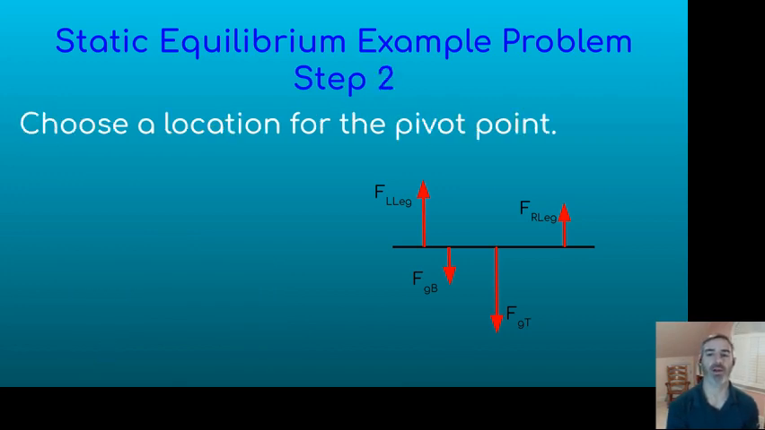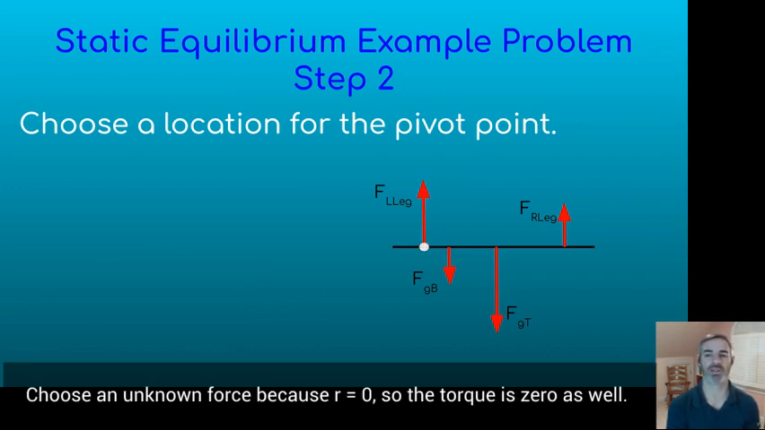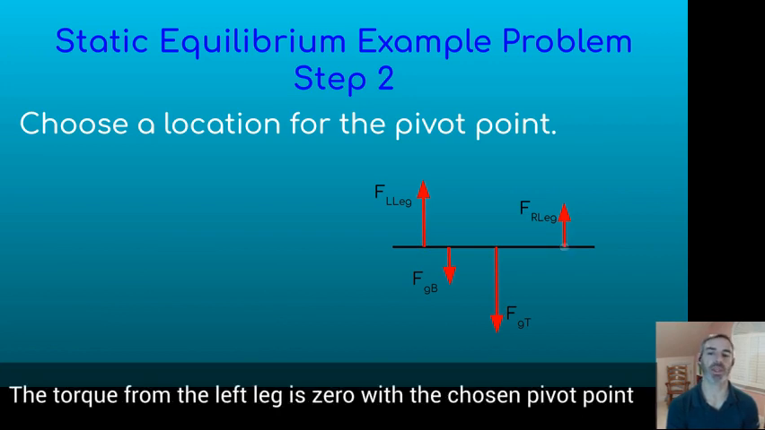So now that we have our force diagram, we're going to choose a location for the pivot point. And we can choose the pivot point anywhere on here because we know that the table's in static equilibrium. It's not moving and it's not rotating. So we're going to pick one of our forces that are unknown, either the left leg or the right leg. It doesn't matter which one we pick, but for this example, I'm going to choose the pivot point to be at the left leg of the table.